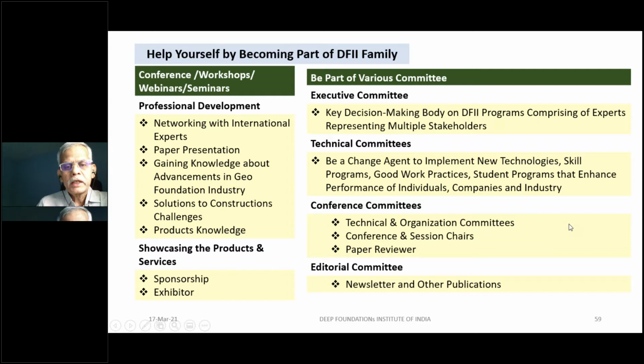They can be a change agent to implement new technology and skill programs and other programs. They can be part of conference committees, technical and organization committees, conference session chairs, and paper reviewers. They can also be part of the editorial committee, so there are multiple chances. Even for this conference, there are sponsorships and opportunities for showcasing their products. So we request one and all to be part of this big mission.